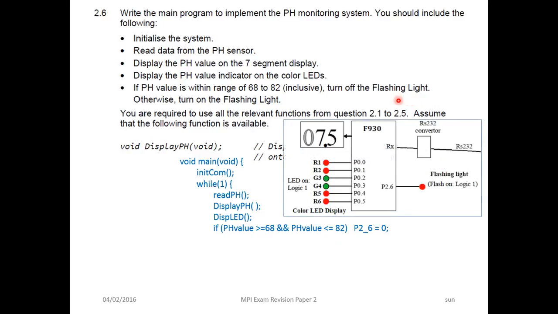Referring back to the diagram, the flashing light is turned on by setting 1 at P2.6. So to turn it off, we set P2.6 to 0. Otherwise, which is an else in programming, turn on the flashing light. So we set P2.6 to 1. That's all for the main program.